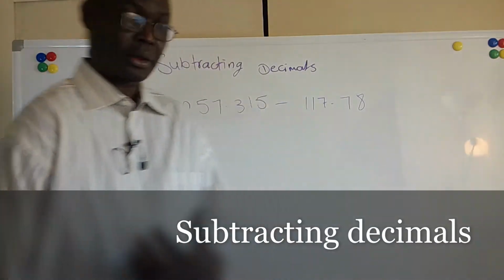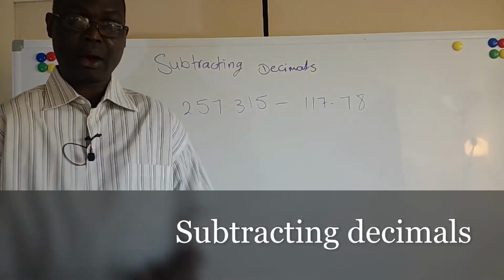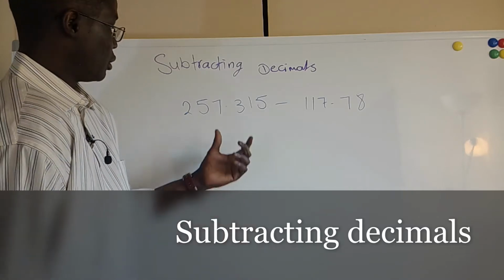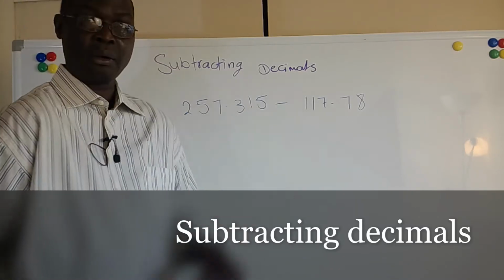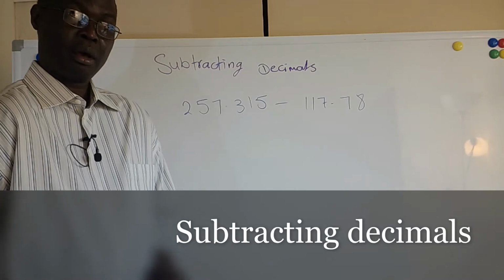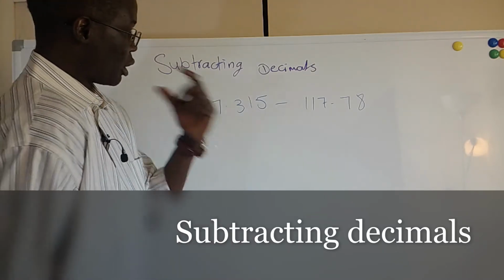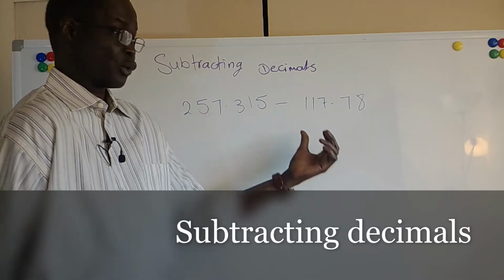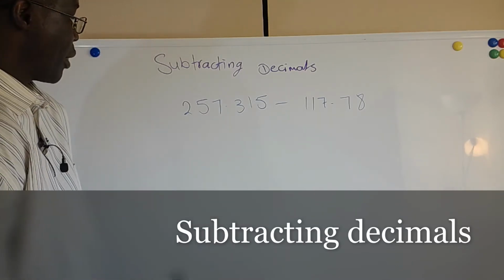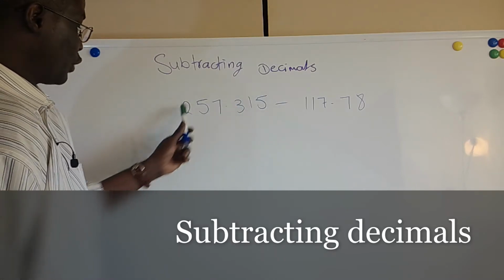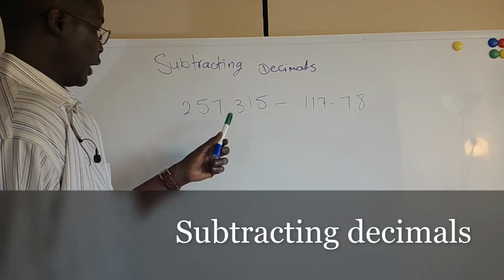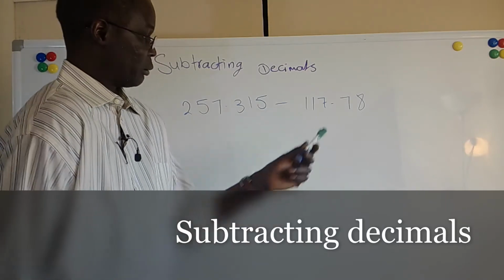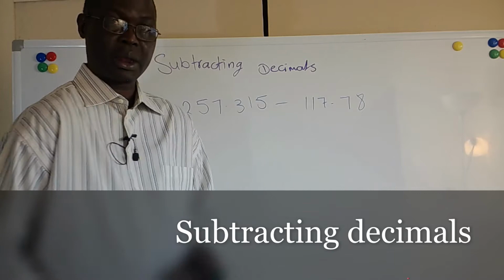In this exercise, we will learn how to subtract a decimal number. The way we use a subtraction with a decimal number, as you can see here, we have 257.315 minus 117.78.